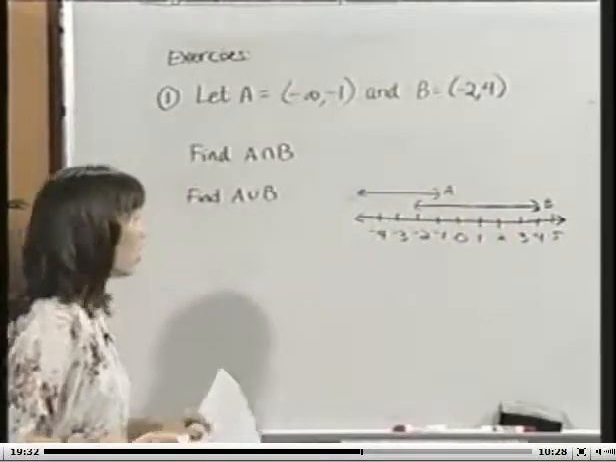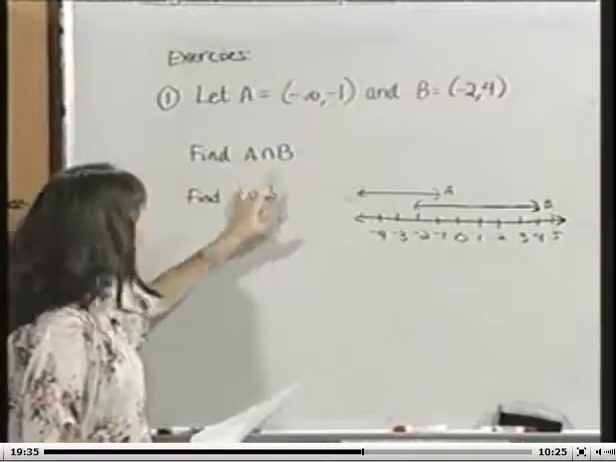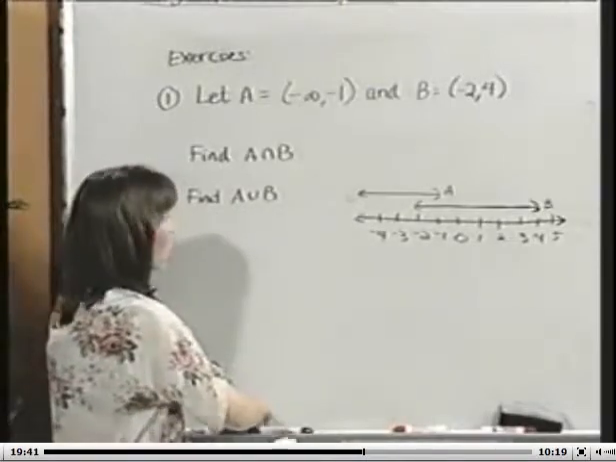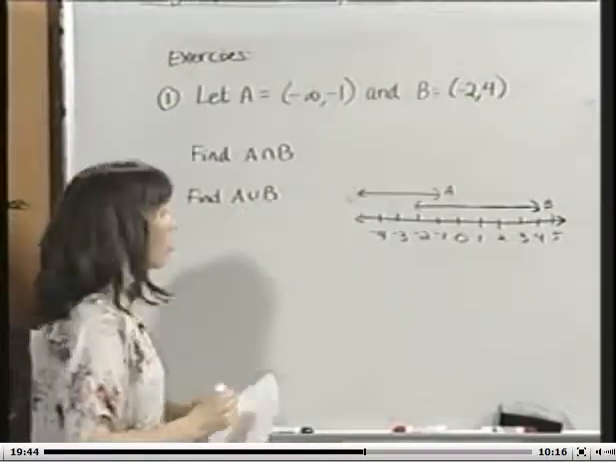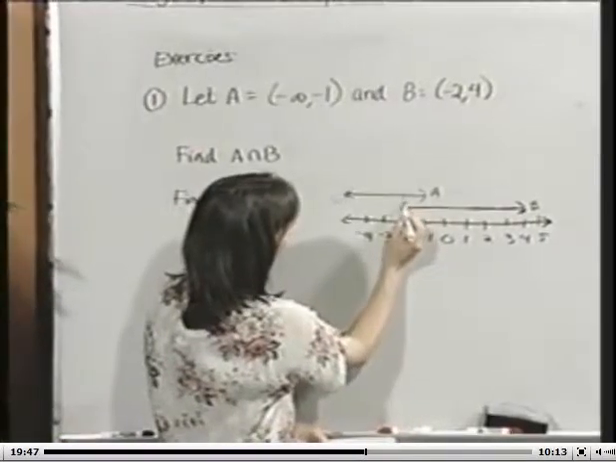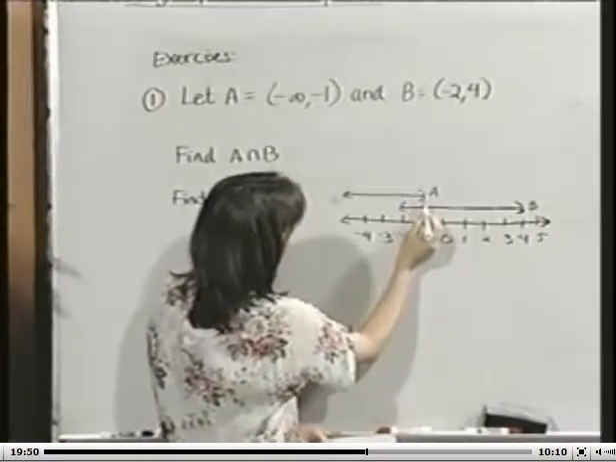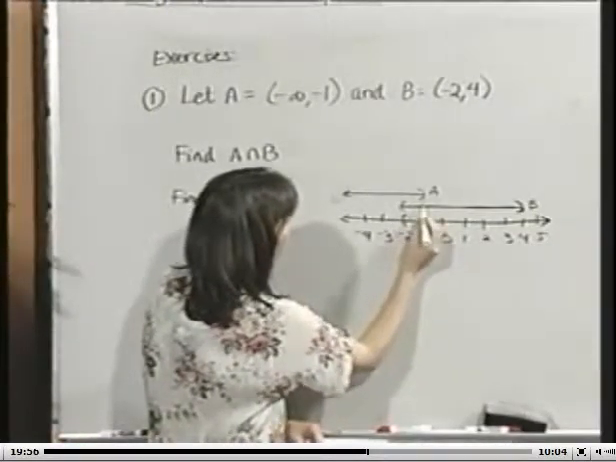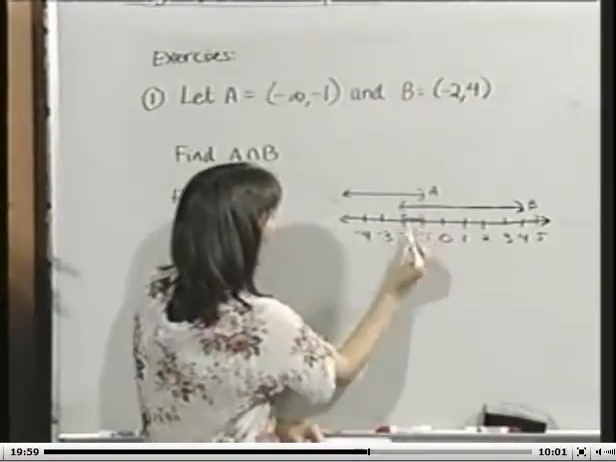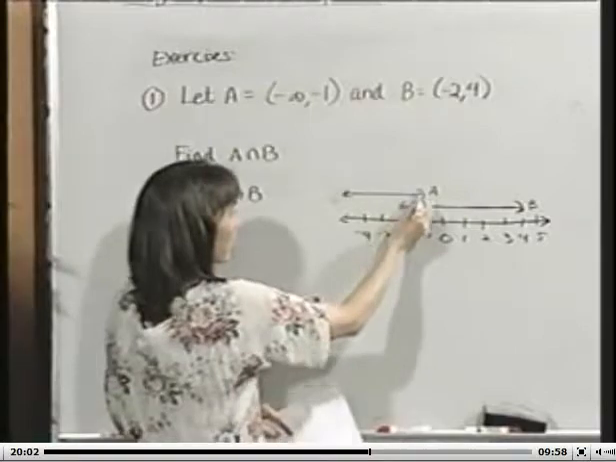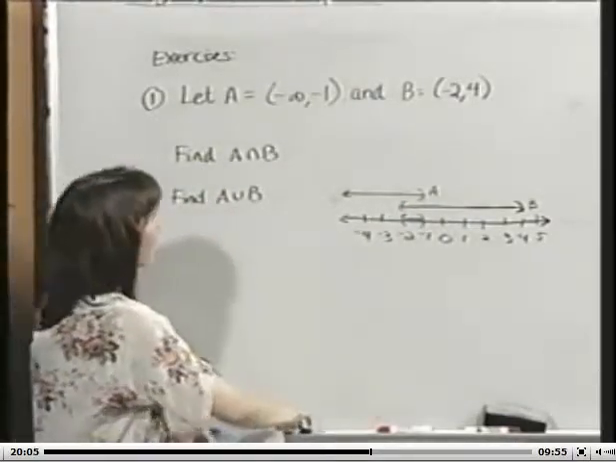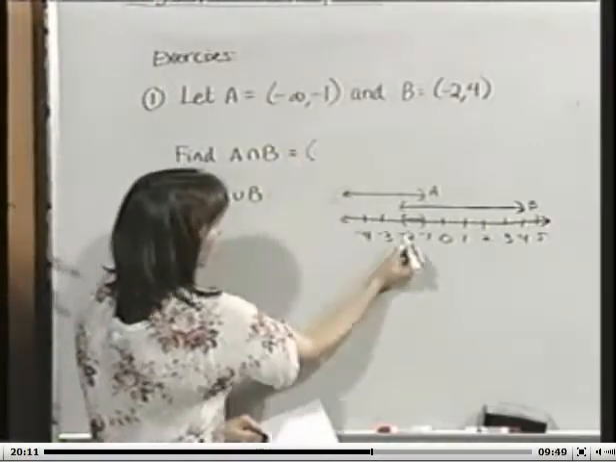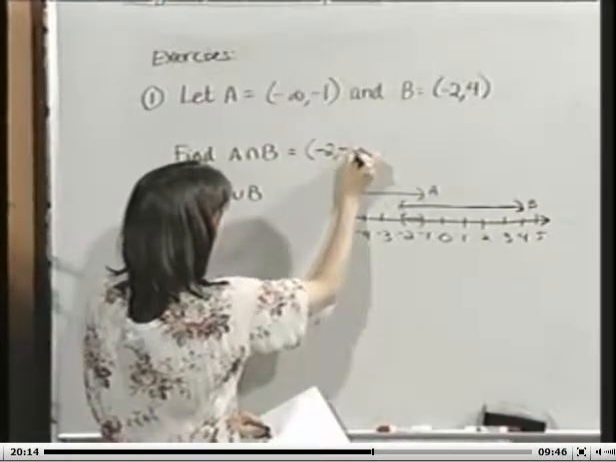Now, we need two things. We need number 1, the intersection, and then number 2, the union. Let's start with the intersection first. Where do these things intersect? Well, they start to intersect or overlap right here, and they end overlapping right there. The intersection is everything from negative 2 to negative 1. That's it. That's the only place these two sets overlap. Those are the only numbers that fall both here and here. So our intersection then consists of all the numbers from negative 2 to negative 1.